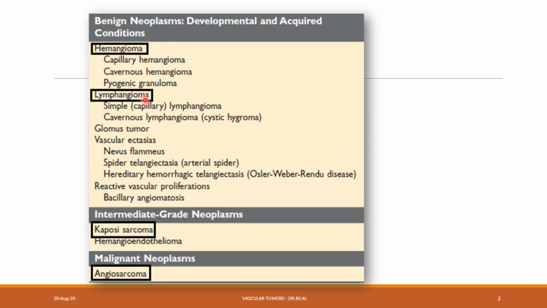Hemangioma with its different types, lymphangiomas, then Kaposi sarcoma and angiosarcoma. You can read this table out, and a question may be asked that enlist different benign and malignant neoplasms of vessels. So this is how you can write one or two from each category.